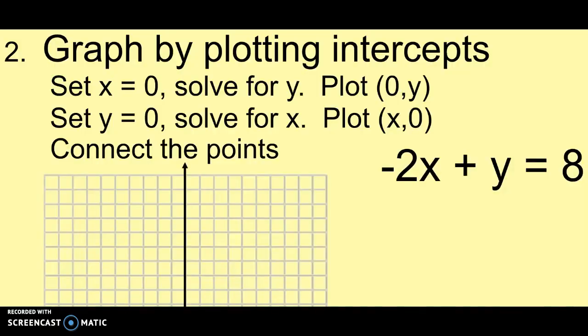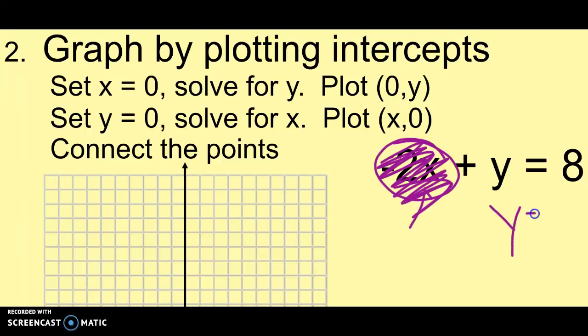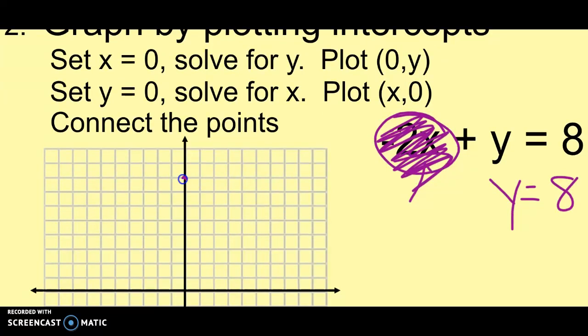All right, the other way to do this is to plot your intercepts. And that's pretty easy because especially if you're looking for intercepts, you're going to want to just set this equal to 0. When you set x equal to 0, you're going to find your y-intercept. If you put 0 in for x, -2 times 0 basically covers it up, makes it go away. So your y-intercept is 8. It's pretty easy, so you just plot that point. So I'm going to plot my y-intercept of 8. That's on the y-axis.